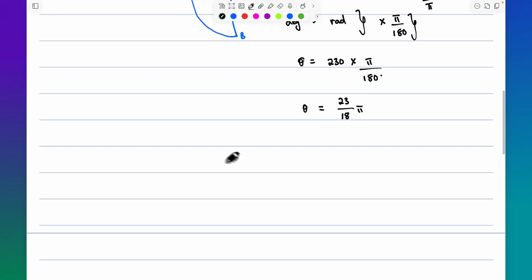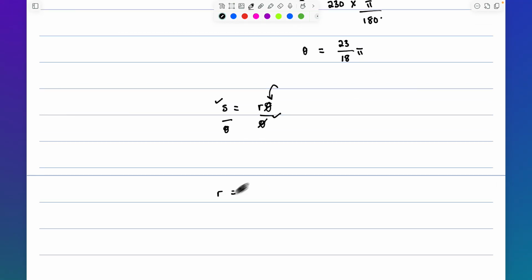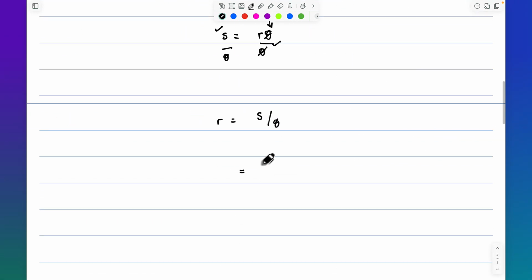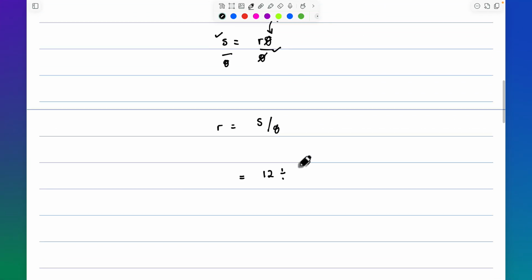Okay, but now we go back. Now we can apply this formula, since this is in radians, that's perfect. We have this, we have that, so now we can find R. In order to find R, divide both sides by theta. That means our radius is going to be S divided by theta, which is equal to 12 divided by 23 over 18 pi.